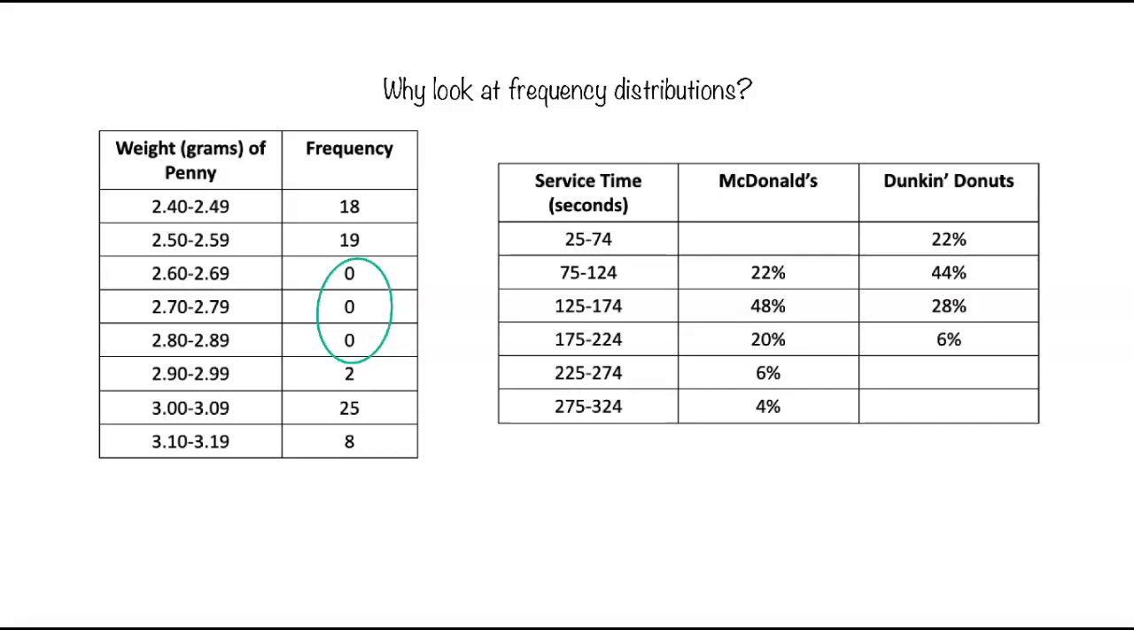Now let's take a look at this second table. What we have here is two relative frequency distributions put side by side, which allows us to compare two sets of data. It's important that when we compare two sets of data that we use a relative frequency distribution. That way we are comparing apples to apples with percentages or proportions rather than simply raw data that may or may not be comparable. But with this comparison with relative frequency distributions, we can clearly see that Dunkin' Donuts has quicker service times than McDonald's.